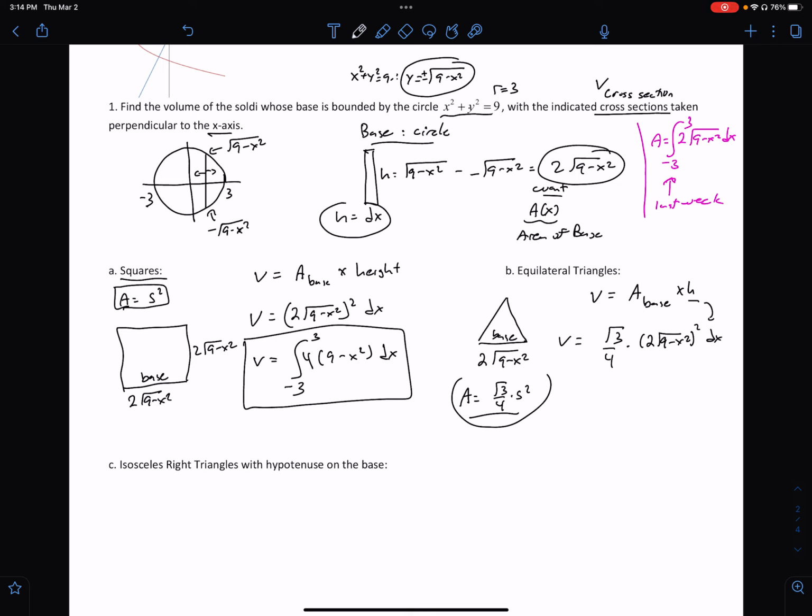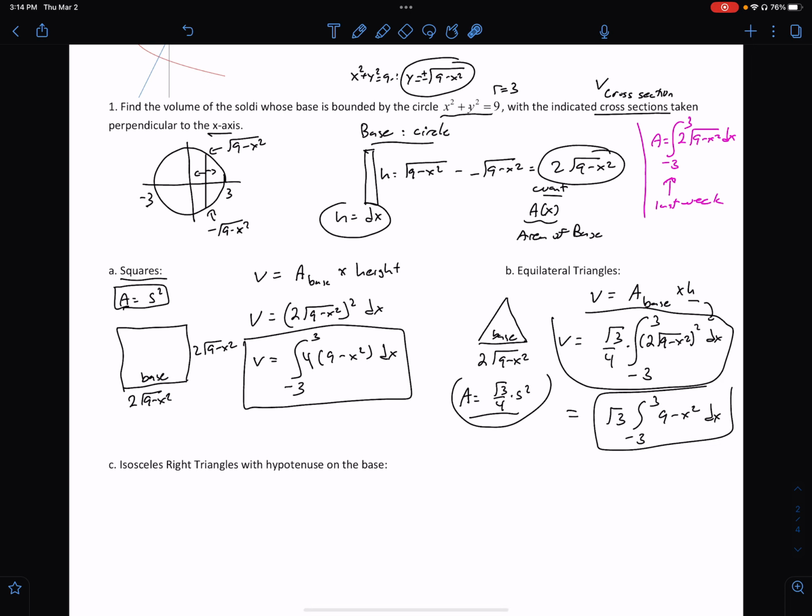So at this point, I can just enter it. This is my volume formula. If I want to, I could integrate this, and we're going to go from -3 to 3. That's how fast these are to set up. But if I wanted to clean it up, I could. If we square this, the 2 becomes a 4, it cancels with the 4, and we just get the square root of 3 on the outside, from -3 to 3, and we're left with 9 minus x squared dx, and we could evaluate that if we wanted to. So there's our volume. That's it. Area of the base times the height.